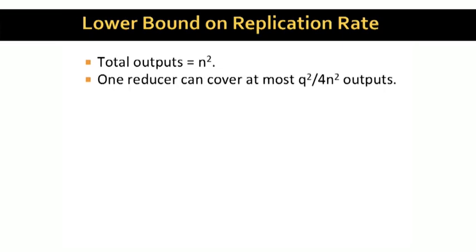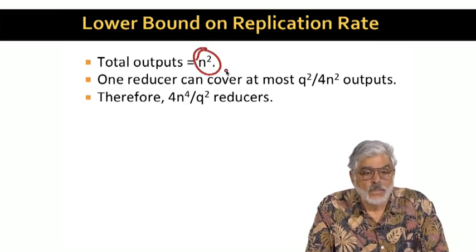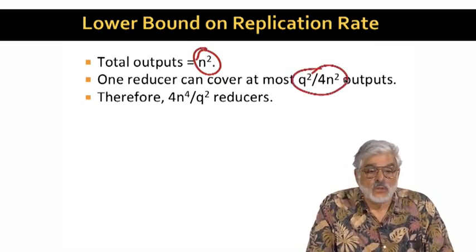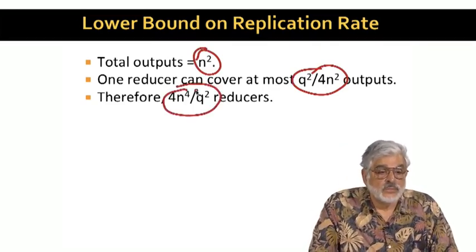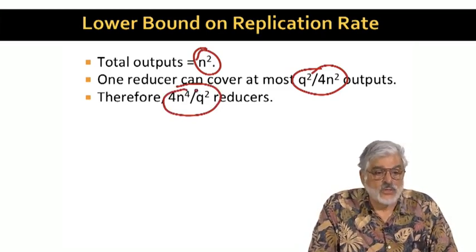We just argued on the previous slide that if Q is the number of inputs a reducer is allowed to have, then each reducer covers at most Q squared over 4n squared outputs. Divide this by this, and you get 4n to the fourth over Q squared, which is the number of reducers that are necessary.